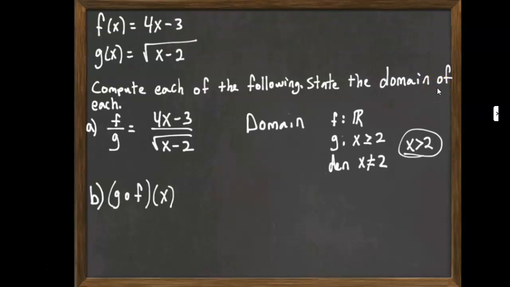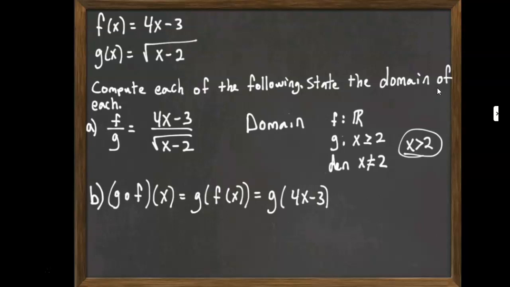In our second example, we're asked to compute a composite function. We're actually asked to do the composition G circle F. Remember, when we do the composition, that just means G of F. Right? We're going to do the G of. So substituting the F function into G.